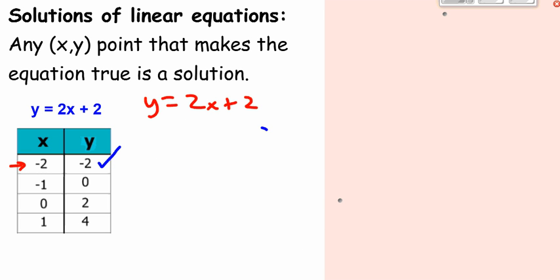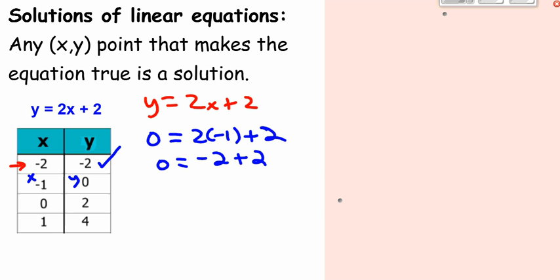This is my x, this is my y. So in for y goes 0. In for x goes -1 plus 2. 0 equals 2 times -1 is -2 plus 2. And -2 plus 2 is 0, so that one also checks. All right, 2 down, 2 to go.